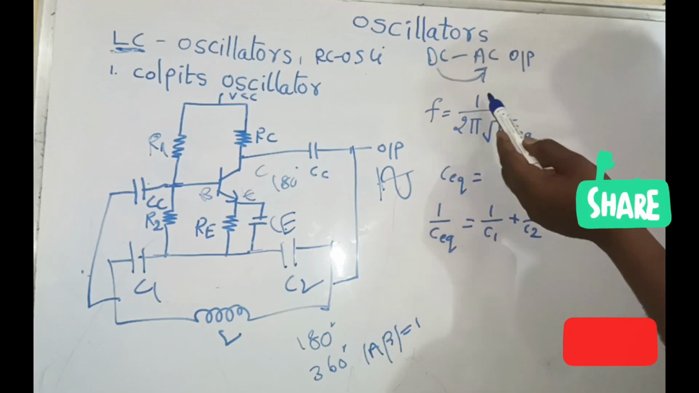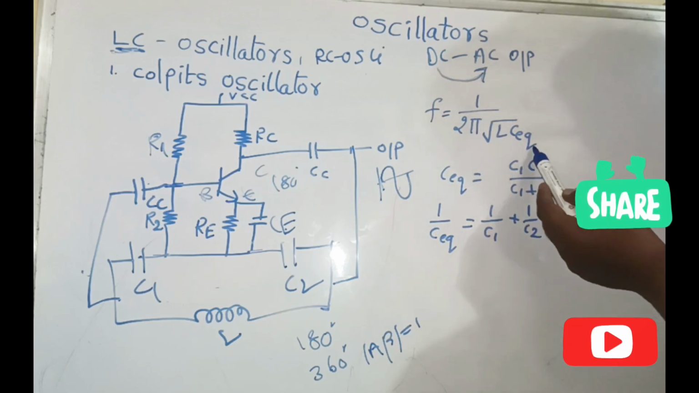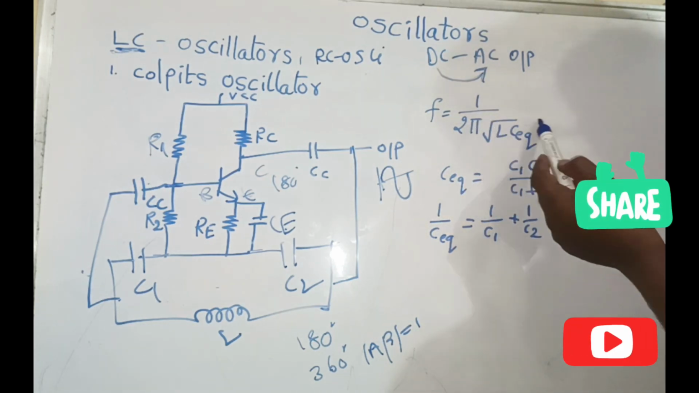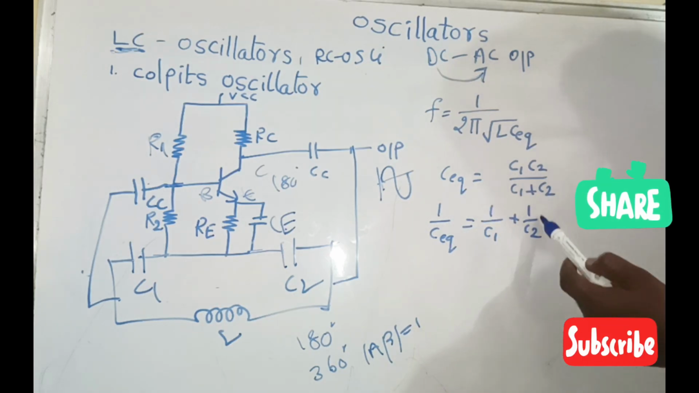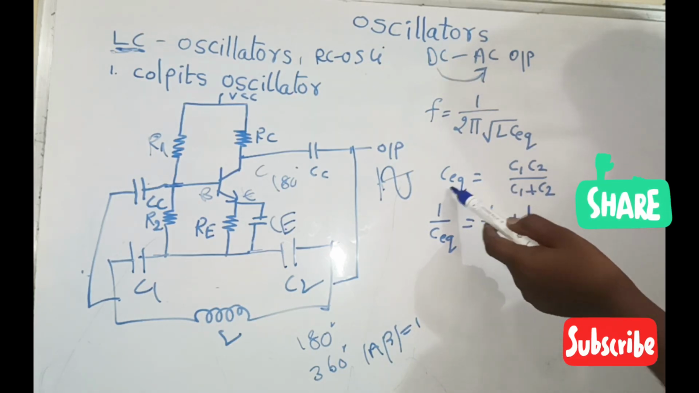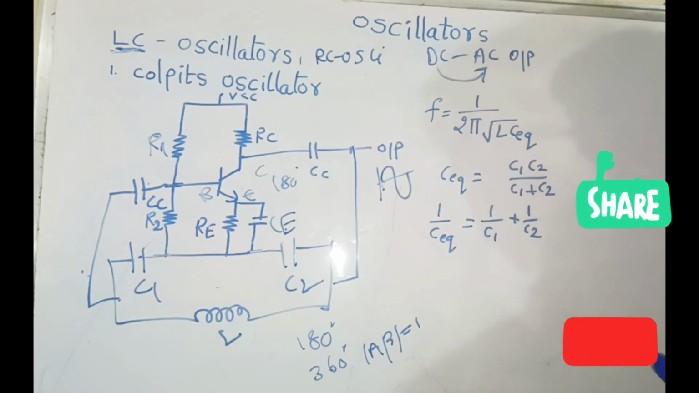The frequency is f equal to 1 by 2 pi square root of L into C equivalent. C equivalent is 1 by C1 plus 1 by C2. If you simplify this, C equivalent is C1 C2 by C1 plus C2. This is about the Colpitts oscillator.